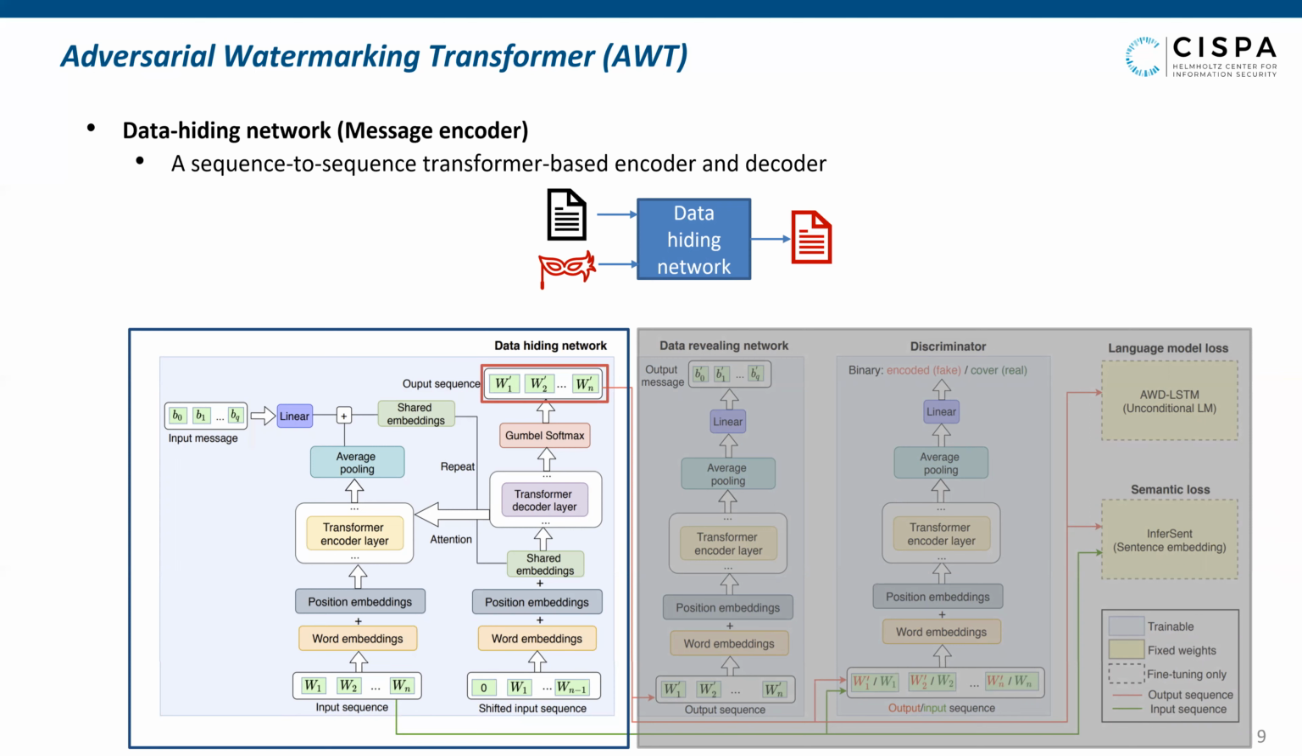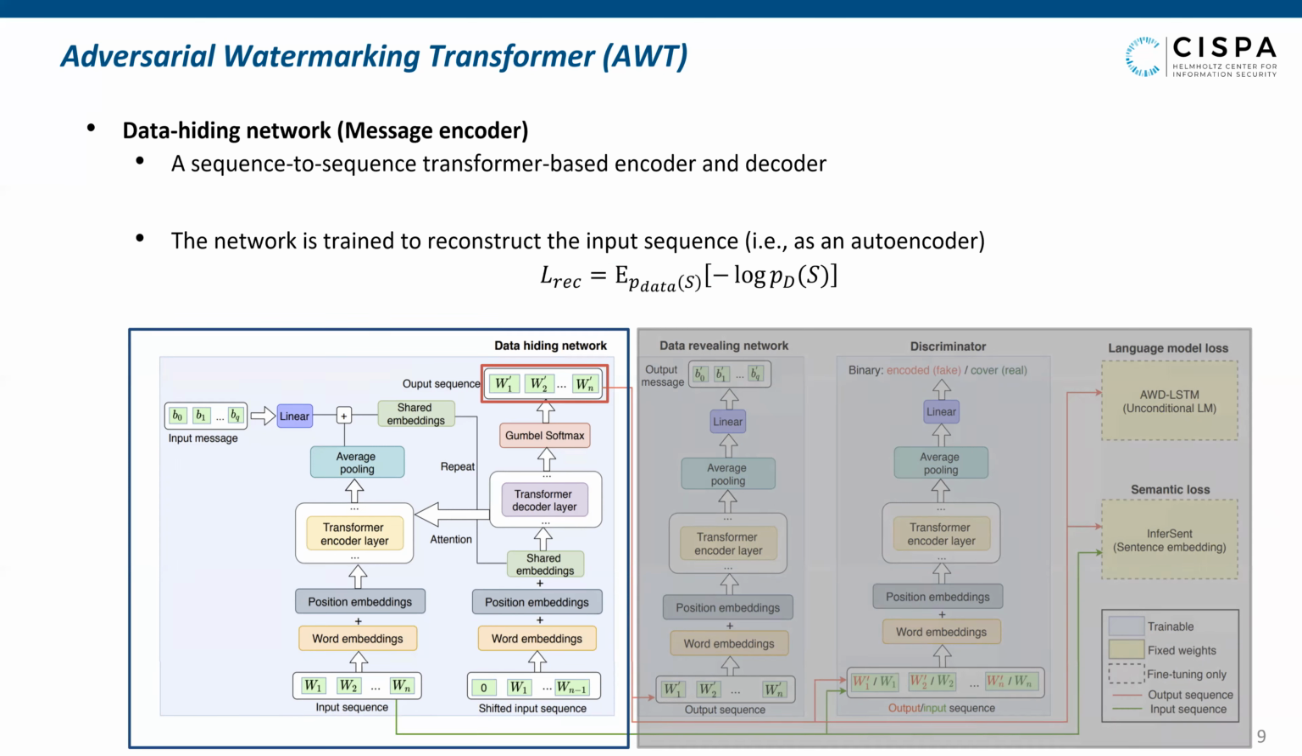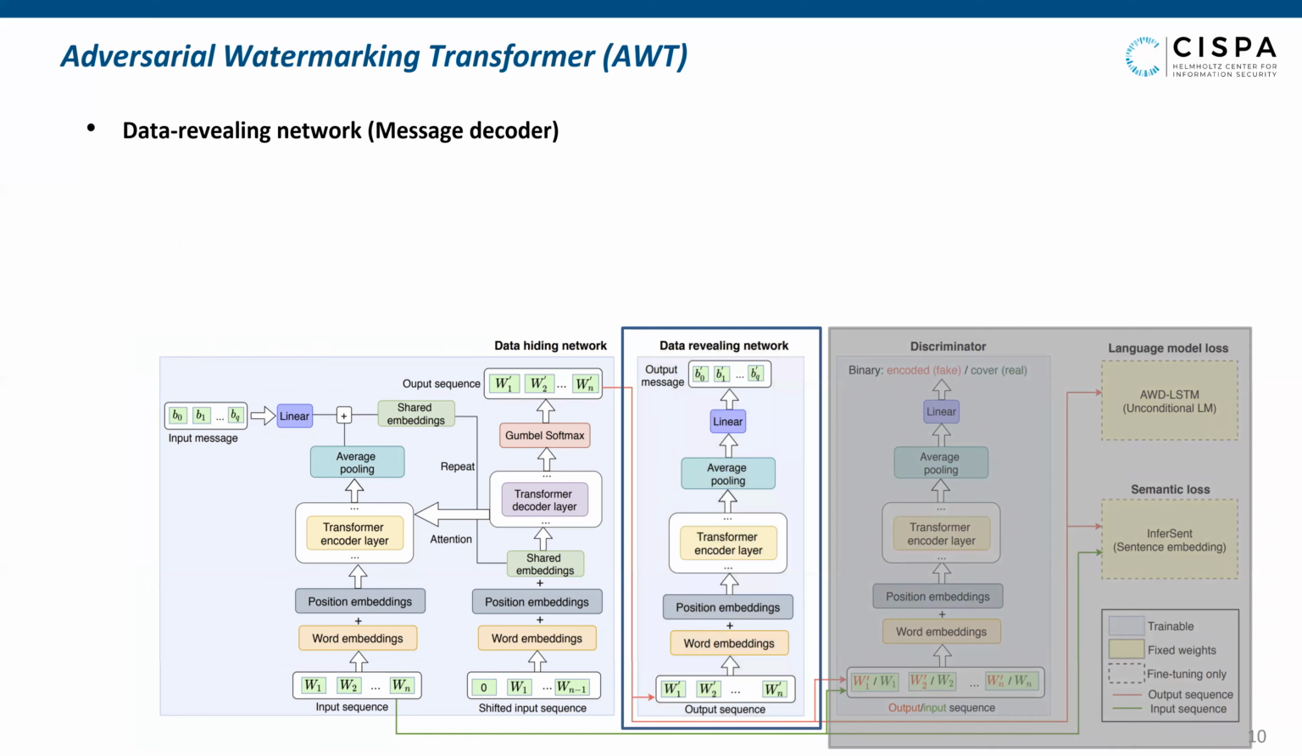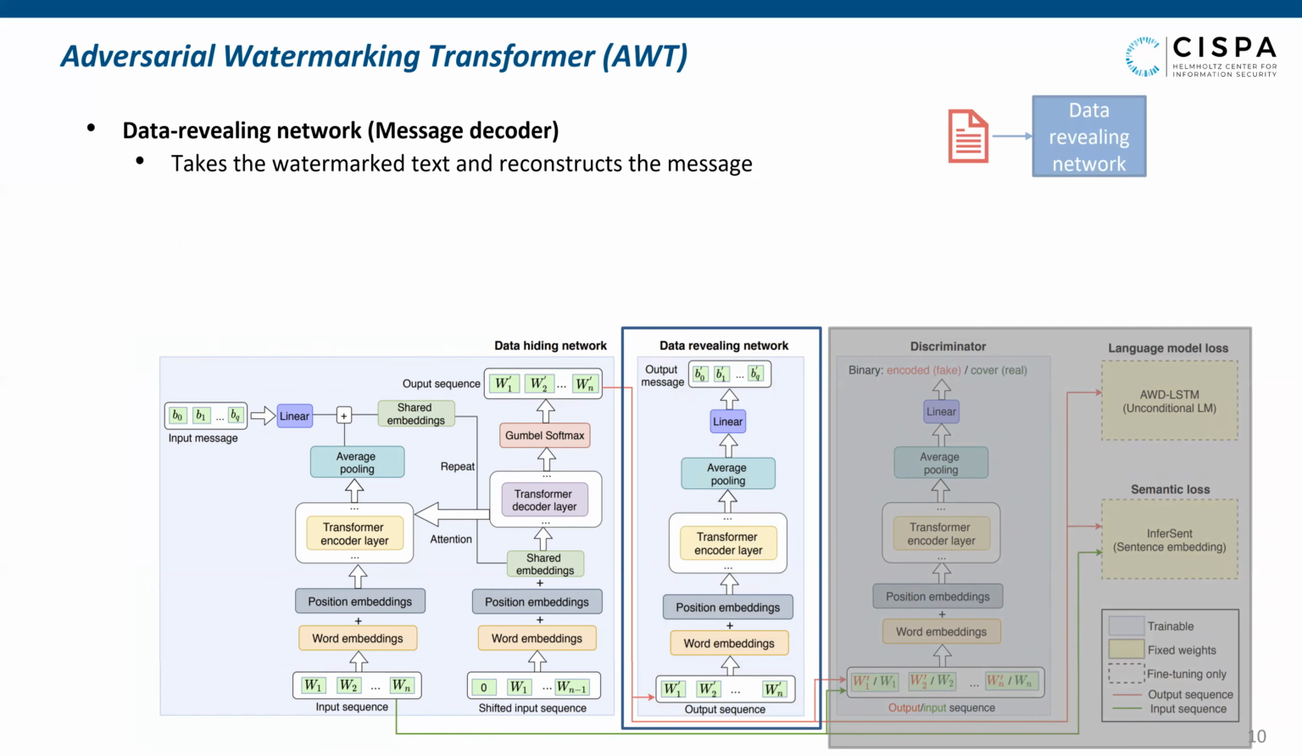Since we don't use any paired training data, the model is trained as an autoencoder to reconstruct the input text. We jointly train a message decoder that takes the one-hot encoded watermark sequence and reconstructs the message. The message reconstruction loss is the binary cross entropy over all bits. Balancing these losses achieves a trade-off between text preserving and message reconstruction.